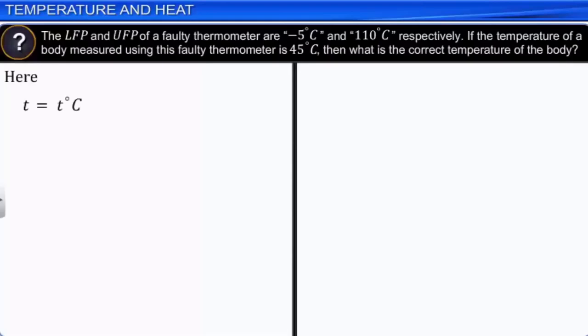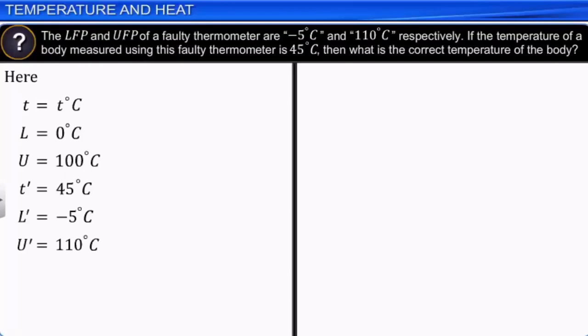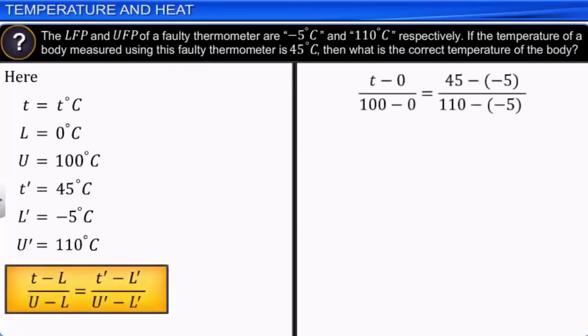Here, T is equal to T degrees Celsius, L is equal to 0 degrees Celsius, U is equal to 100 degrees Celsius. T dash is equal to 45 degrees Celsius. L dash is equal to minus 5 degrees Celsius. U dash is equal to 110 degrees Celsius. Upon substituting the values in the equations and solving, we find that the actual temperature is 43.5 degrees Celsius.